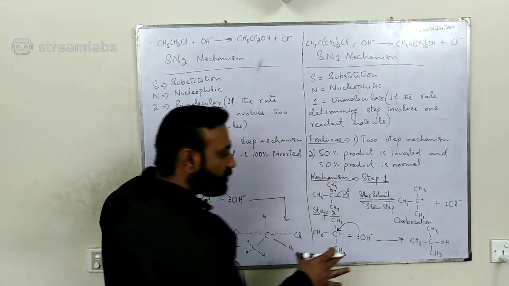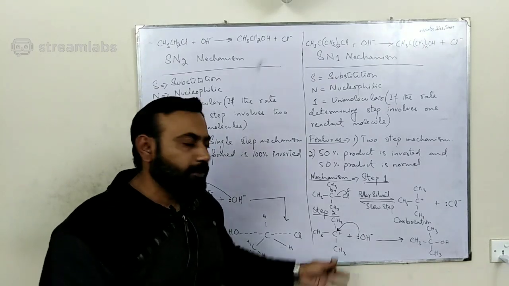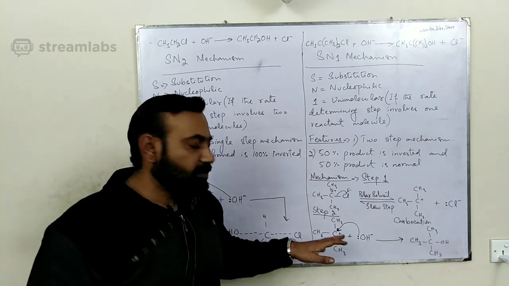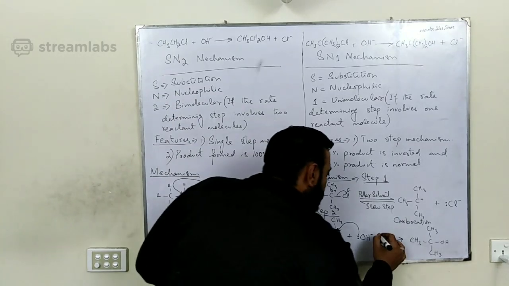So now this step, the second step, took place because of the electrostatic force of attraction between two oppositely charged ions, which is a very strong force of attraction. So this step is not a slow step at all. This is a very fast step.